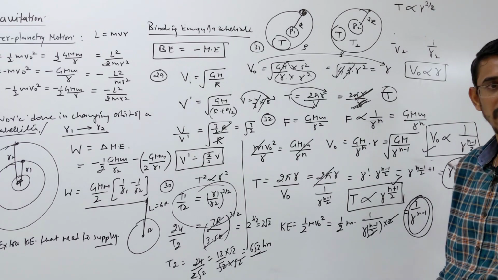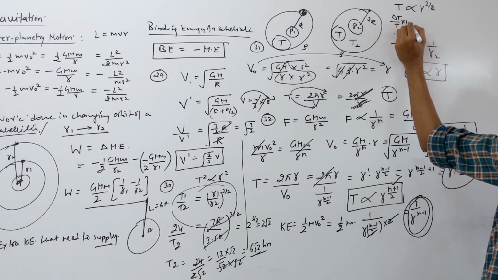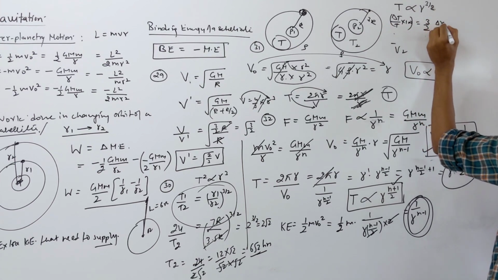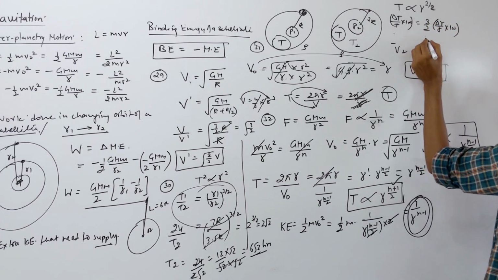You want to write this in error format, small change. Then write del t by t into 100 should be equal to what? Power comes in front, 3 by 2 into del r by r into 100, correct? Yes. So 3 by 2.